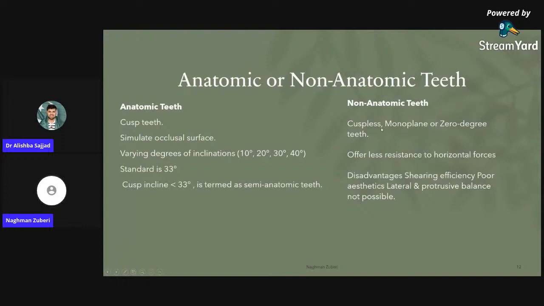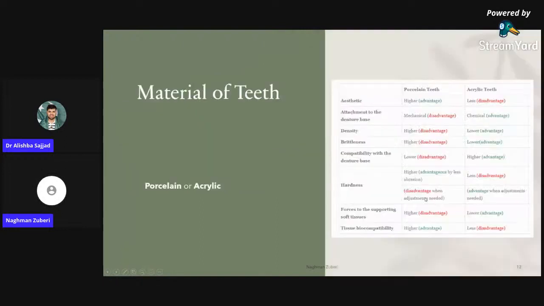Non-anatomic teeth are cuspless. They are also called 0-degree teeth or monoplane teeth. They offer less resistance to the horizontal forces because there are no cusps, so sliding is possible. Disadvantages are that shearing efficiency is not sufficient, aesthetics are poor, and lateral and protrusive balance is not possible. That is a very important point: when you are giving non-anatomic teeth, balanced articulation is slightly difficult. We can attempt it, but it is slightly difficult.